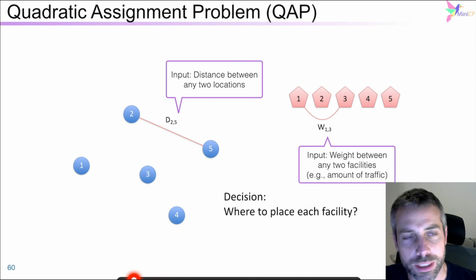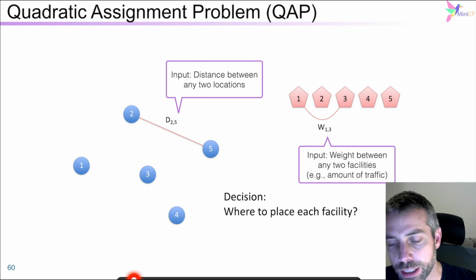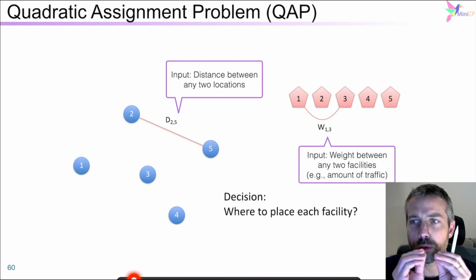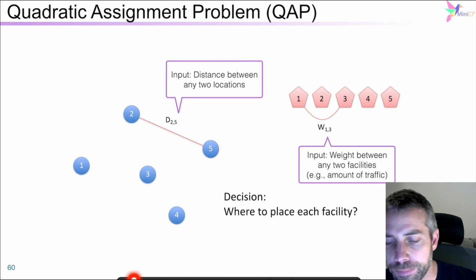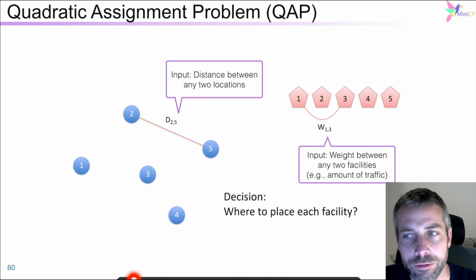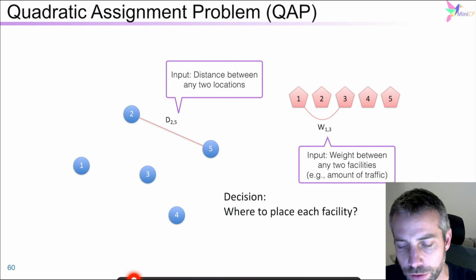But of course, as you can see here on the picture, the locations are separated by some distances. And between each pair of facilities, you have an amount of traffic. And the goal, of course, is to place two facilities quite close to each other if they exchange a lot. If there is a lot of traffic between the two, then you should place them not too far away in terms of distance for the locations that you would choose for them.